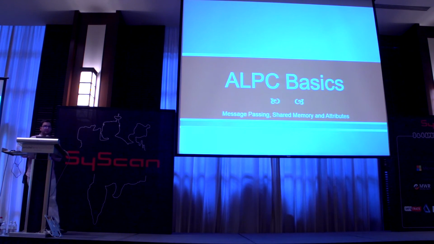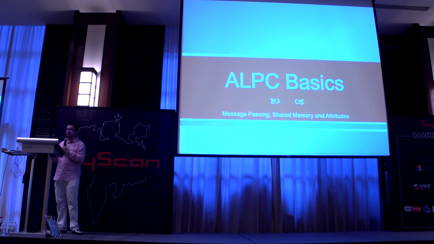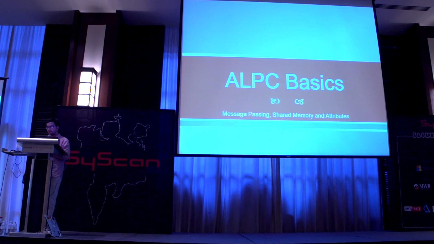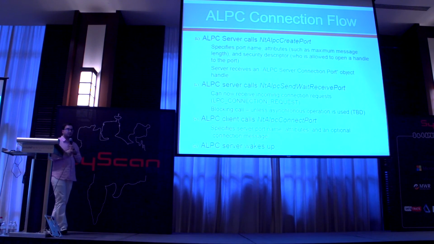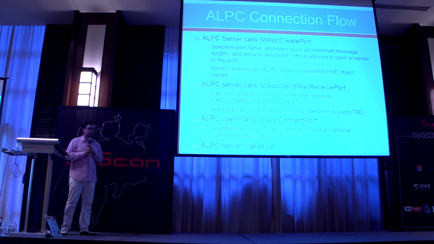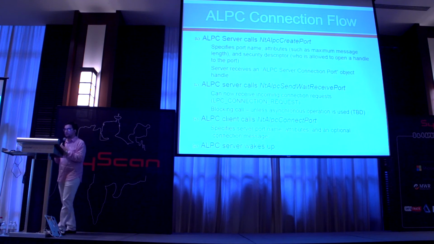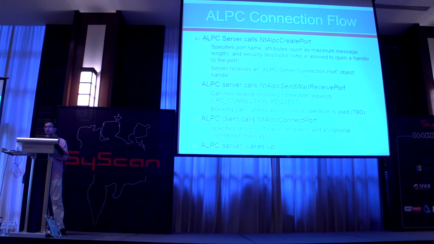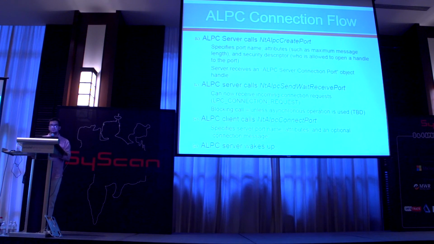So I want to talk a little bit about how ALPC works. Very brief details on how ALPC servers and clients communicate and some of the behaviors behind ALPC. If you're familiar with BSD sockets, ALPC should be a little bit similar. Because to begin with, you have a server that calls a Windows API, NT ALPC create port, gives a port name, some attributes, like how big can the messages across this port be, and a security descriptor that says who can connect to this port.